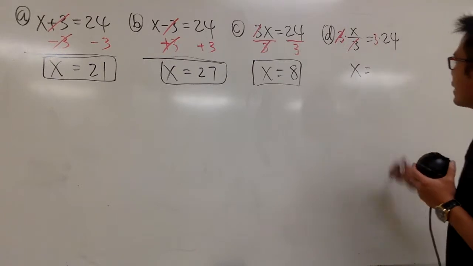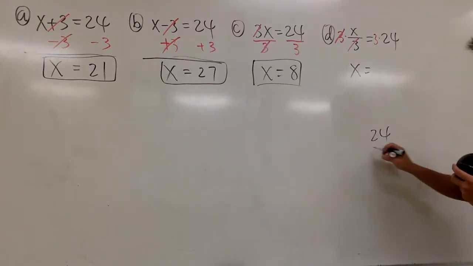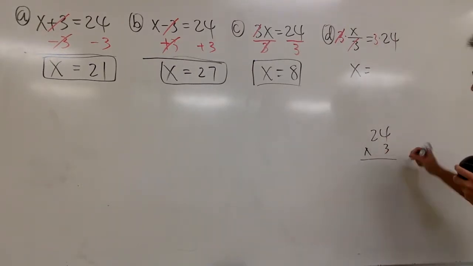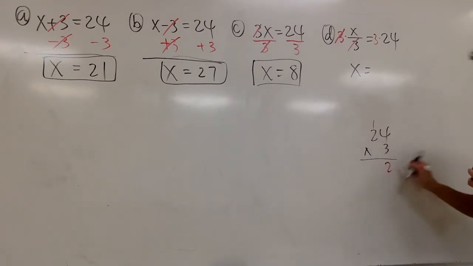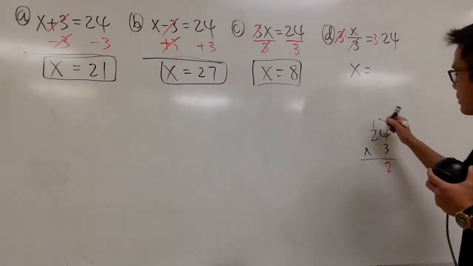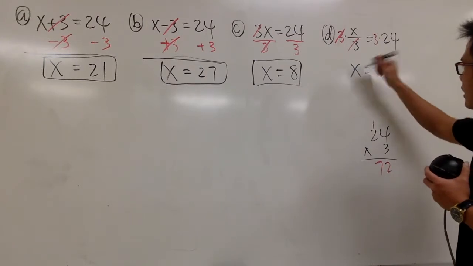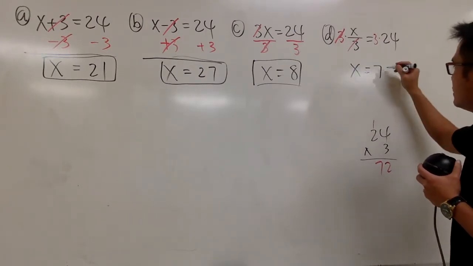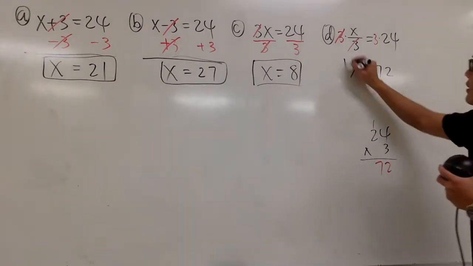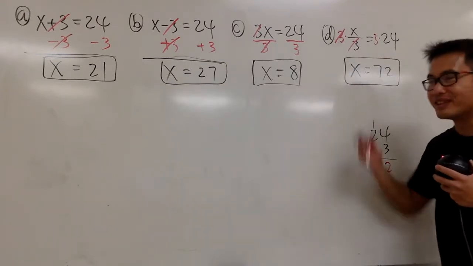And we have to work this out, right? So let me show you. 24 times 3. 3 times 4 is 12, like this. And then 3 times 2 is 6, plus 1 is 7. So at the end of all the work, we get x is equal to 72. And this right here is the answer for that.